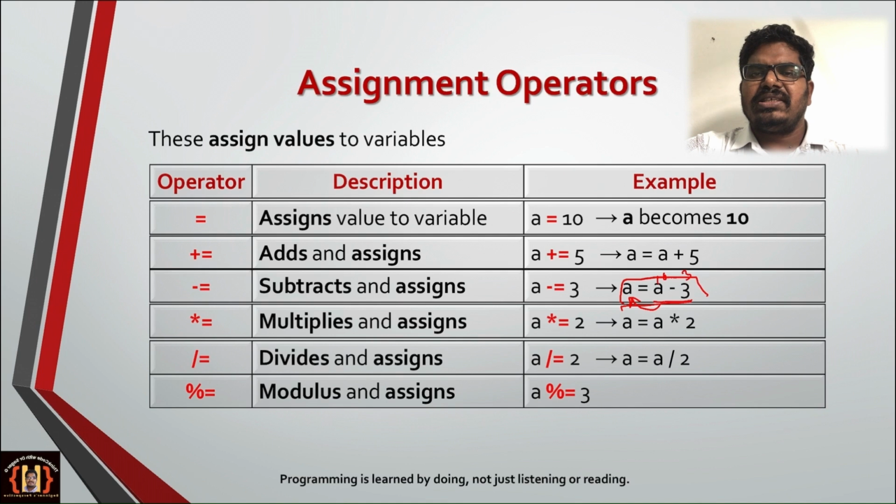Next we have percent equals. What is percent equal? Similar here. First perform the modulus operation, then assign the result to the variable. For example, a equal to 10, 10 percent 3 gives a remainder of 1, since 9 is the nearest multiple. Now 1 is stored in the variable a. So these are the assignment operators.